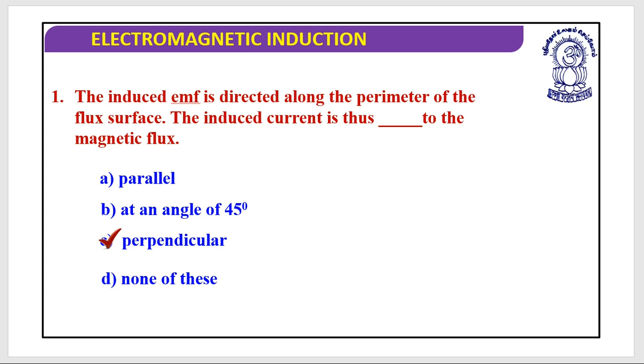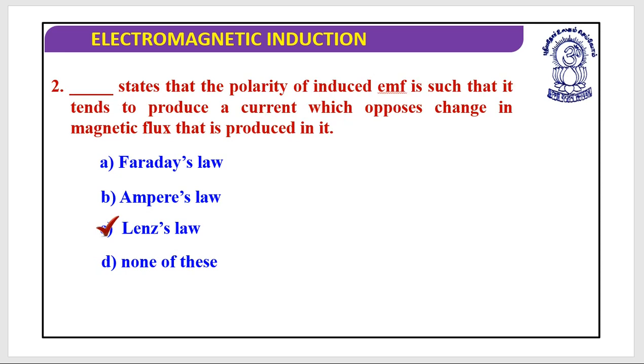Let's look at certain quick questions. The induced EMF is directed along the perimeter of the flux surface. The induced current is thus blank to the magnetic flux. Since the induced EMF is directed along the perimeter of the flux surface, in this situation the induced current is thus perpendicular, just perpendicular to the magnetic flux. Let's look at the second question.